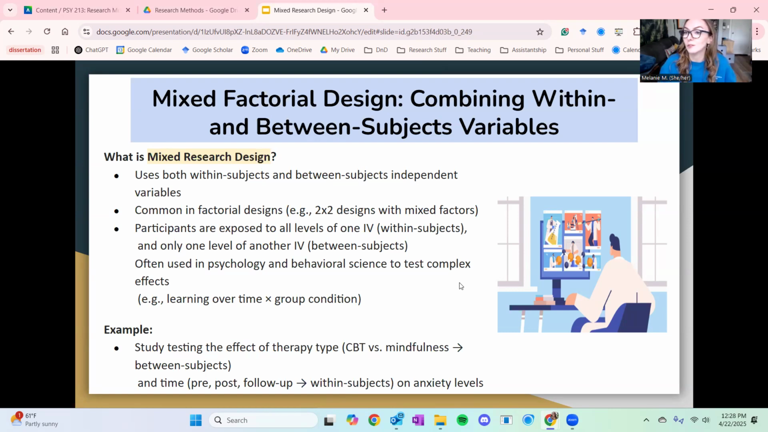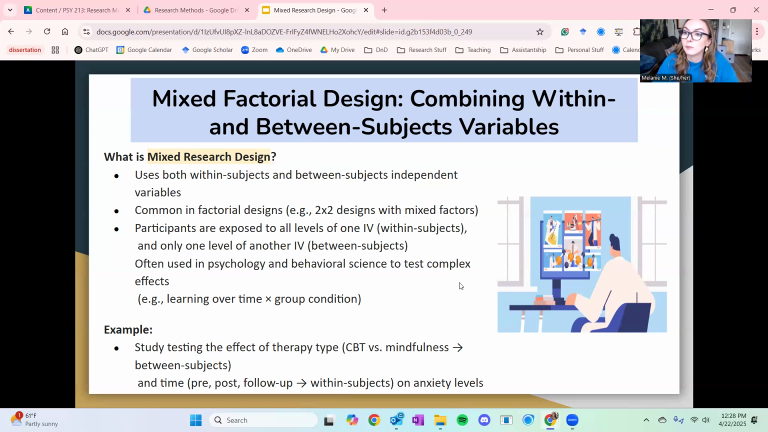And it's a very commonly used approach, especially in behavioral sciences and psychology, because it's better able to test some of the complexity of effects that are combined over time. So an example here would be learning over time by various group conditions. And I also have an example down here: if I were studying the effect of therapy and different types of therapy, maybe I'm looking at cognitive behavioral therapy versus mindfulness, and I want to look at that both within and between subjects and test for time, so pre, post, follow up within groups and between groups, I would be able to do something like that while still looking at its effects specifically on anxiety.